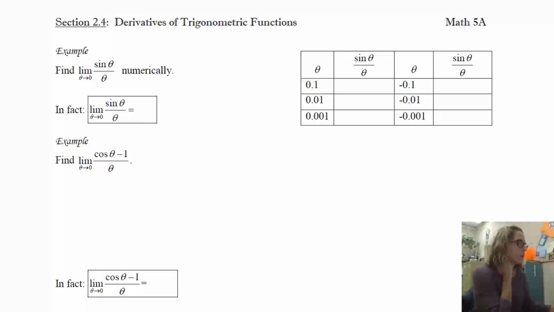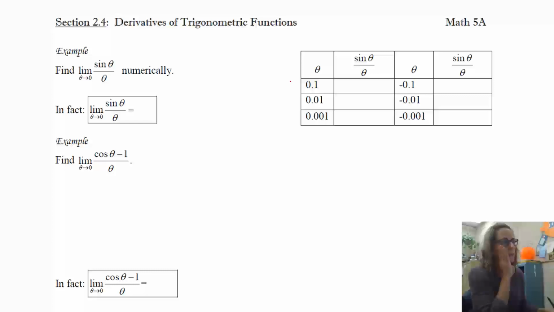We're going to look at section 2.4, derivatives of trigonometric functions. So notice we are being asked about the limit as theta goes to 0 of sine of theta over theta numerically. That's because you can see that if we plug in 0, we're going to get sine of 0 over 0. Sine of 0 is 0. 0 over 0 is a problem.